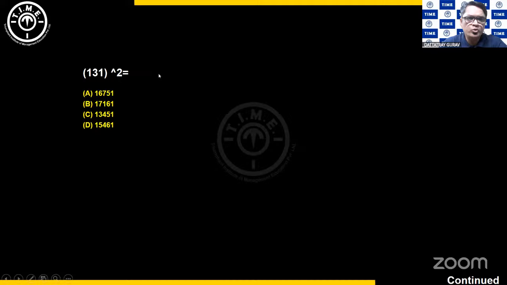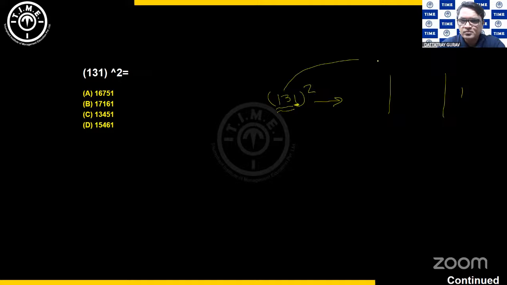131 into 12, raised to 2. We have to square. Use the same technique which applies to the previous question. Find the answer. A number ending with 1, so the answer also ends with 1. Other than 1, what is the number here? It is 13. Then the double of 13 will be 26. It should be 13 square.